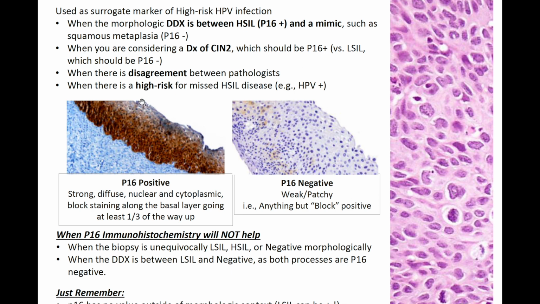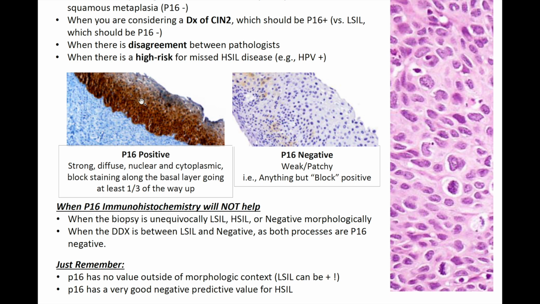So here we'll see what P16 would look like if positive. On the left we have P16 positivity, which shows strong diffuse nuclear and cytoplasmic block positive staining along the basal layer going at least 1/3 the way up. And this on the right is P16 negative, weak or patchy. So anything but block positive would be called P16 negative.